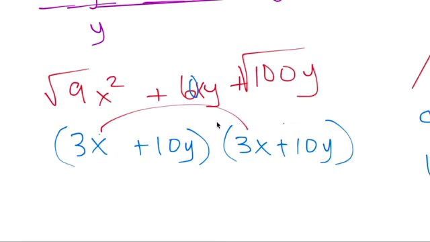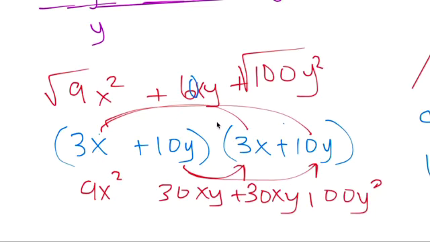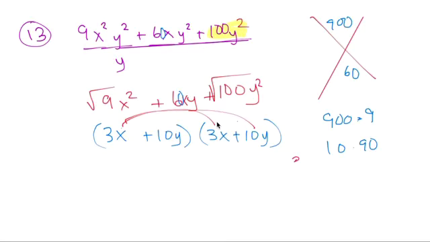This is 9x squared. This is 30xy. This is 30xy. And that'll get you 100y squared. And yep, that'll work. So make sure you take the time to check it, erase if you need to, or check it on the side on your own work. That is your factor right there.